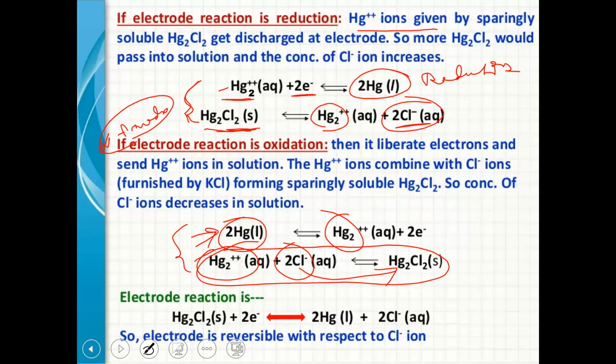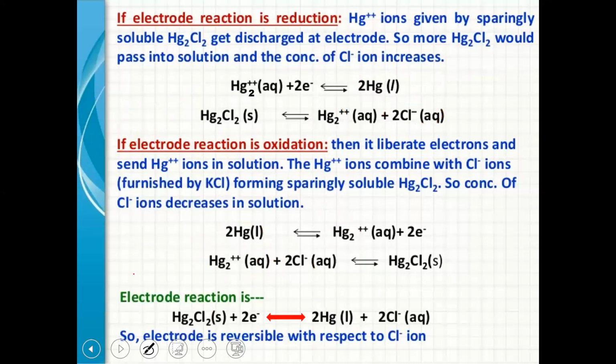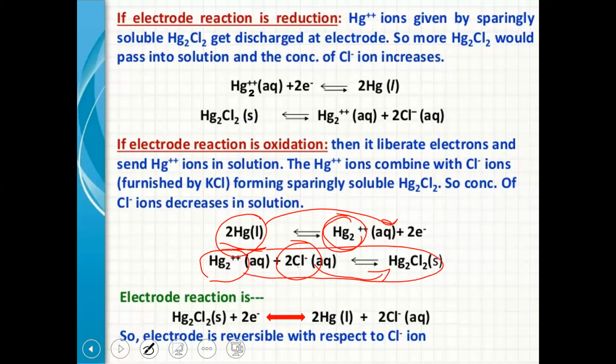If the calomel electrode acts as an anode, then these two types of reactions take place around the anode. First, mercury loses 2 electrons and converts to Hg2 2 plus, and that Hg2 2 plus combines with the chloride ions present in the potassium chloride solution. Then it converts to mercurous chloride, Hg2Cl2. By forming this, there is a decrease in the concentration of chloride ions. These are the reactions which occur around the anode as well as the cathode.